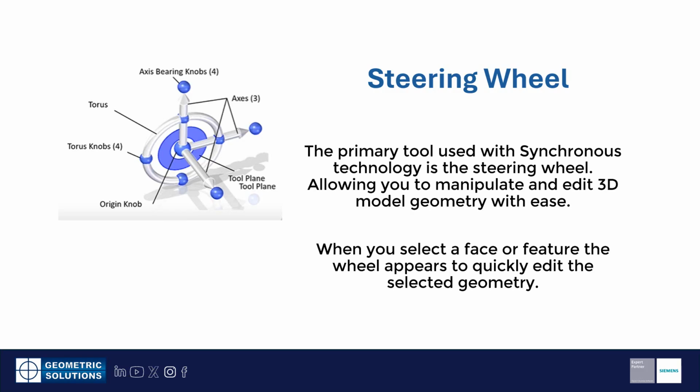In the image to the left, we have the steering wheel. You have 3 axes, the X, Y, and Z, with 3 knobs for easy adjusting, the tool plane highlighted in blue, the torus or wheel with 4 knobs for easy rotating, and the origin knob, the center point for your steering wheel tool, which is used to move the wheel to any desired location.